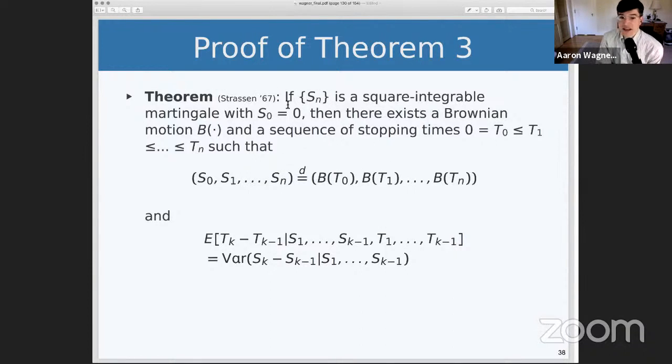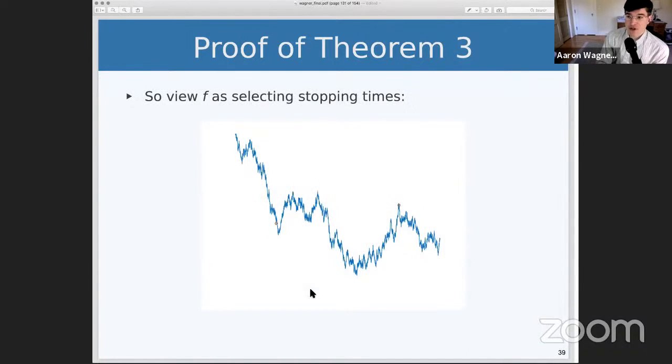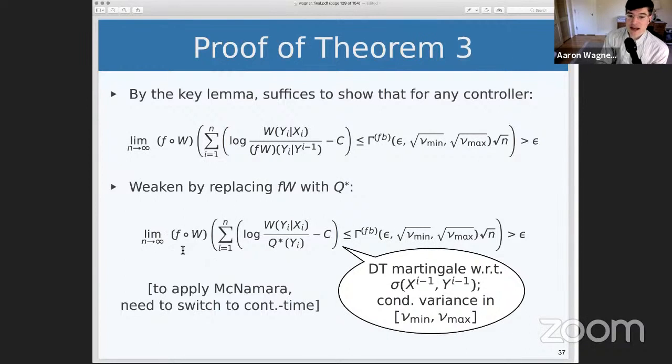Okay, that fact already is interesting, and often when people quote this result, they stop there, put the period there. But actually there's a second part of the theorem which is particularly important for us, which is that not only is this true, but in addition, the expected time between the stopping times is equal to the conditional variance of the increment of the martingale given the past, okay? So here's how we use this. In our original setup, F is controlling the variance of this martingale, the conditional variance of the next step of the martingale at each time step.